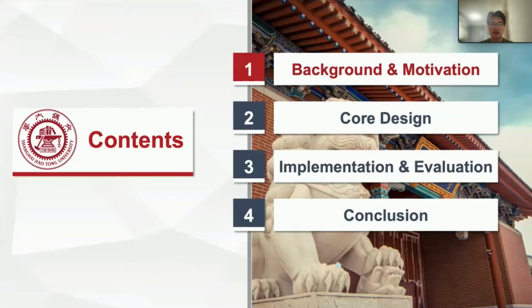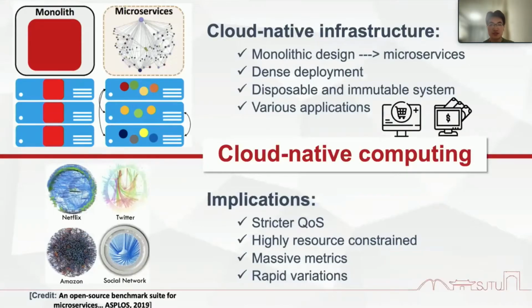First, let me introduce the background and the motivation. I will introduce cloud-native computing and its implications as the background, followed by the motivation of this paper. First, the recent shift in the production cloud environment from monolithic design to microservice-based architecture implies the prosperity of cloud-native computing. Let's see the fundamentals of cloud-native infrastructure.